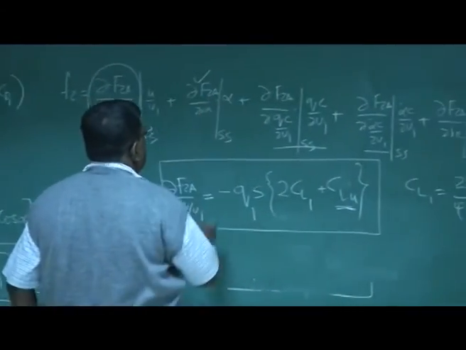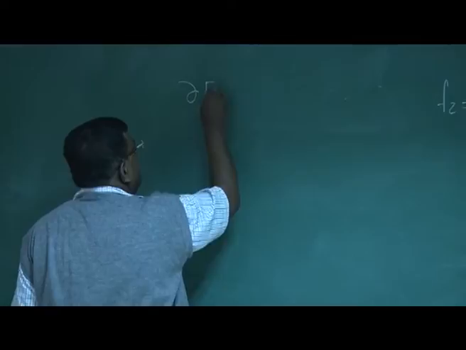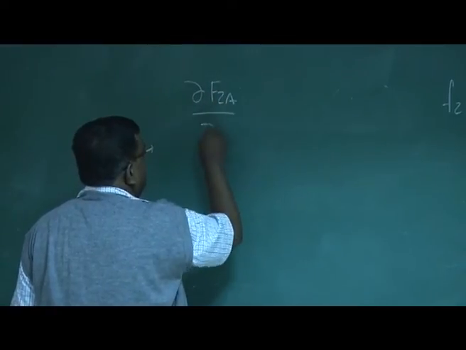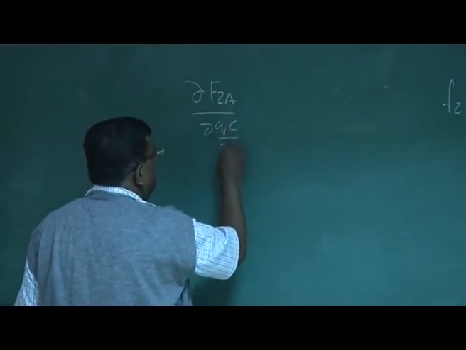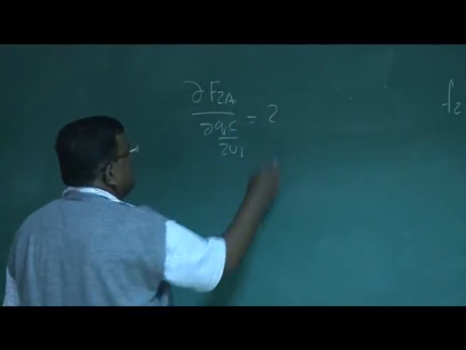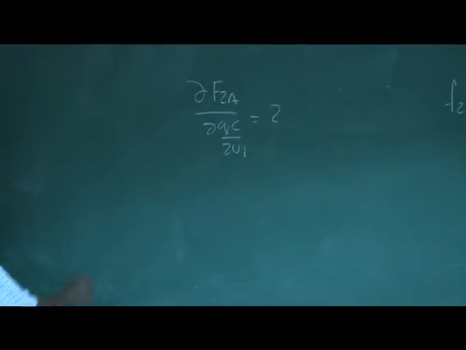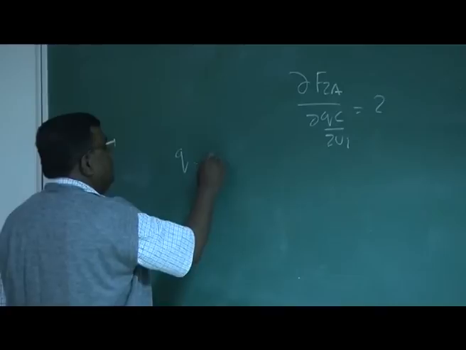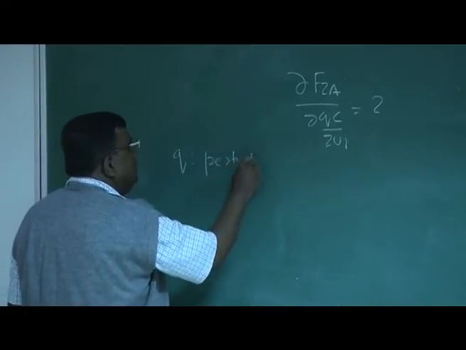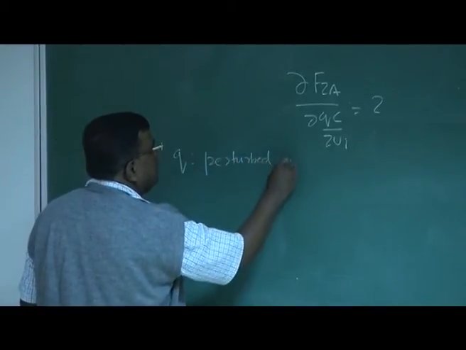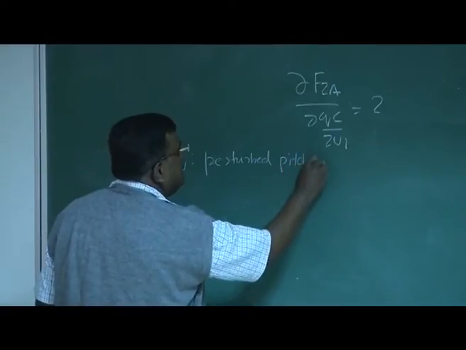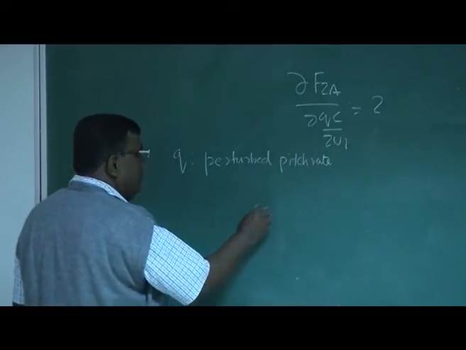Now we'll talk about the third term, dFZA by d (qc by 2u1). Let us understand what this is. What is Q? Q is the perturbed pitch rate. Now think of this airplane.